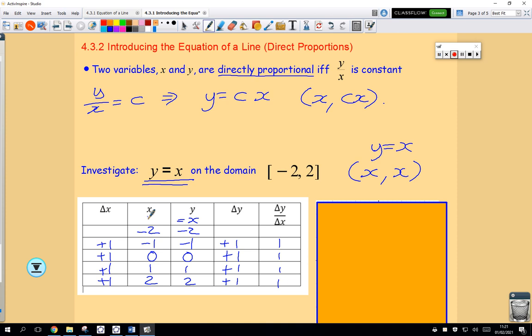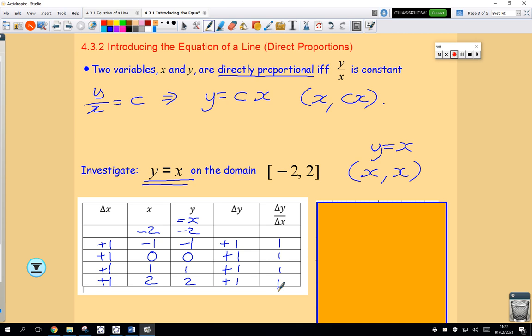Now delta x is constant because I chose x to go up in units of 1. Delta y is constant because I chose y to be the same as x. So the change in y divided by the change in x is constant here, it's 1. And remember, this is how I define slope. So this is saying the slope is always 1.